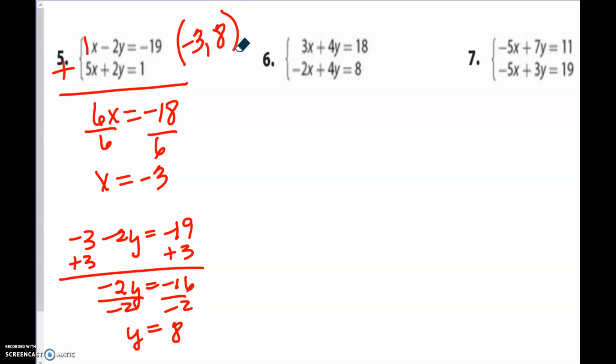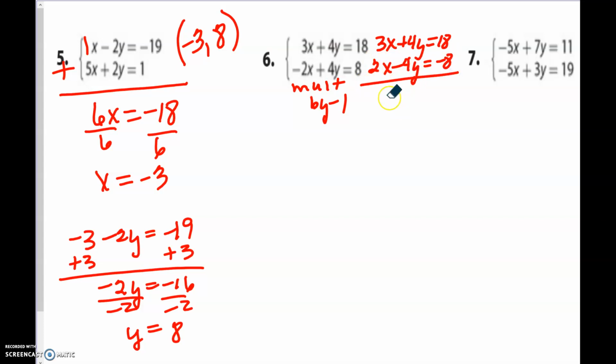All right, when we look at number 6, we're going to have to change the sign on one of them. So I'm going to leave this first one exactly the same, so that it becomes 3x + 4y = 18. And I'm going to multiply this one by -1, so all my signs are going to change. So positive 2x - 4y = -8.